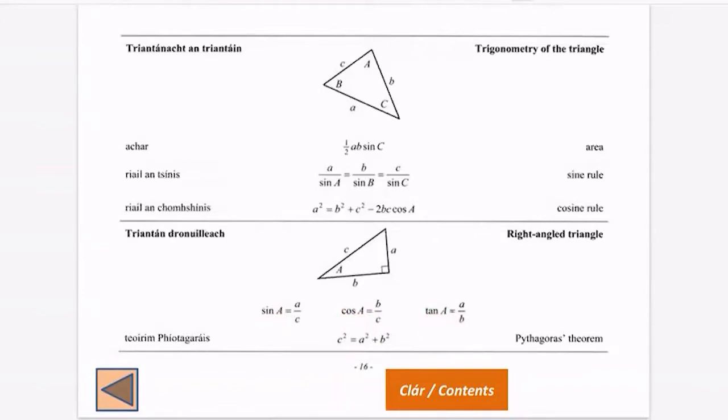And all these trig identities, as they're called, or ratios, what they do is they link sides together. So there's a relationship in a triangle between angles and sides. So it's saying if you get the sine of this angle A, you'll find that it's actually equal to the length of A over the length of C.